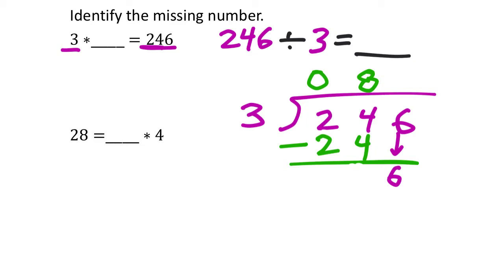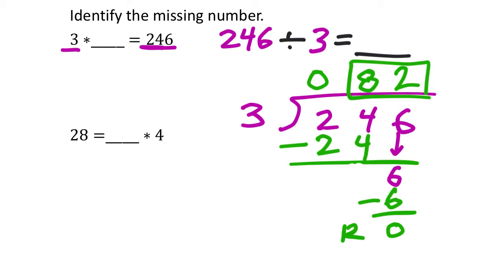How many times is 3 going into 6? This one's not too bad. It's the second multiple of 3. So 2 times 3 is 6. When I subtract this out, I get 0 remaining. And my final quotient here is 82, which means that back here in the original problem, I can fill in the blank with 82.